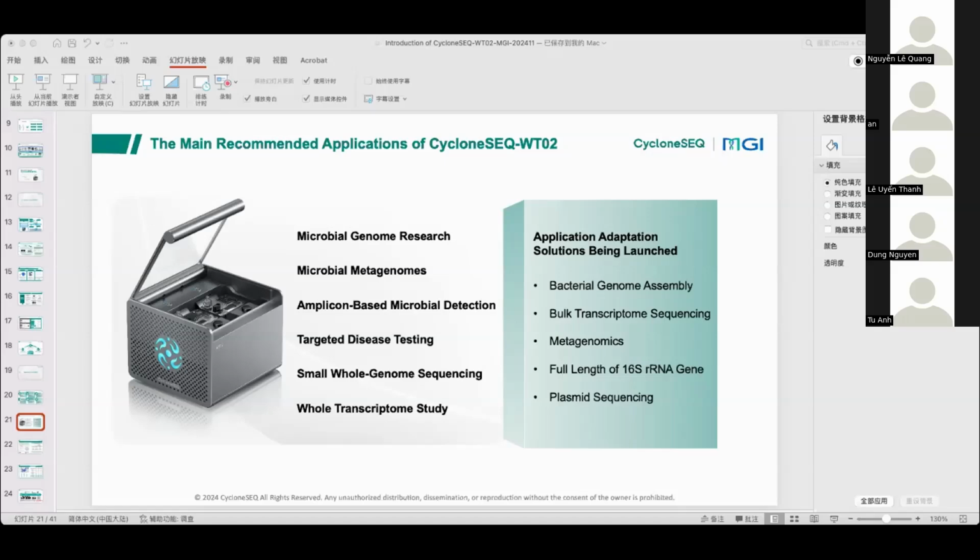First, for the CycloneSEQ data analysis, you say that you can go down to the species level. So I want to ask, which database do you use in this tool? Do you know the database in this tool?